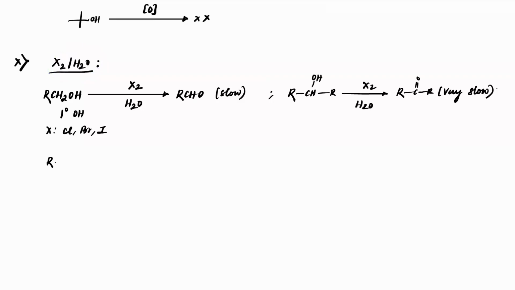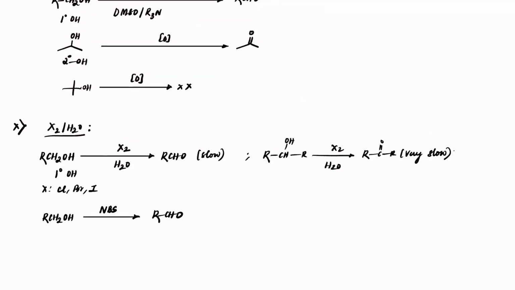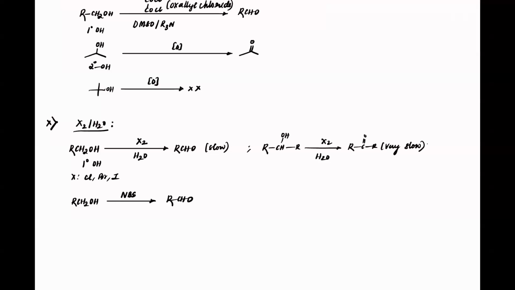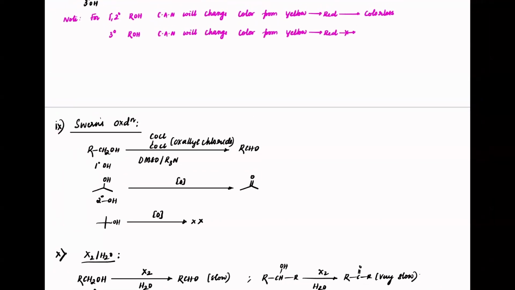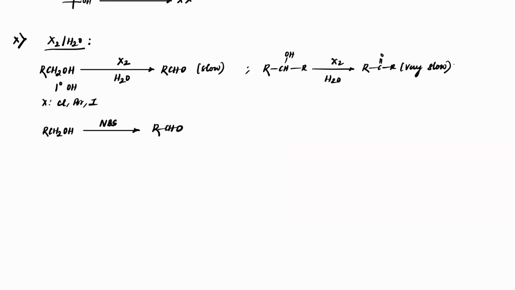That's the reason why X2 with water is mainly used for 1-degree alcohols. And the last thing is, if you have RCH2OH and you're reacting that with NBS, N-bromosuccinimide, then also it will convert into the aldehyde form. I hope all of you got this. These are the 10 important reagents which are used as oxidation. In this entire organic chapter, these are the most used reagents, guys. We'll keep on coming back to this in various questions, so please learn what all these oxidizing reagents are.